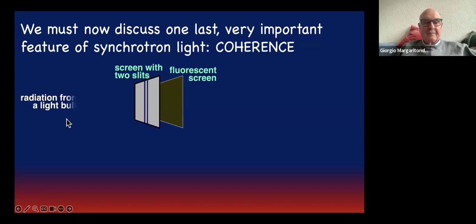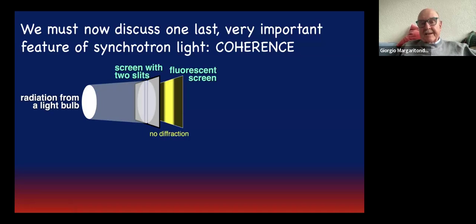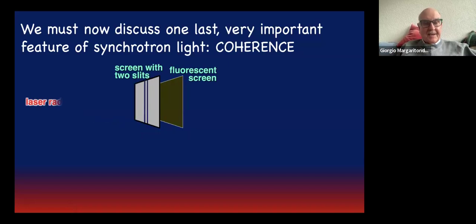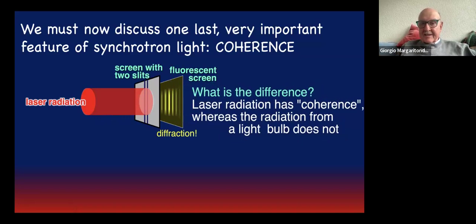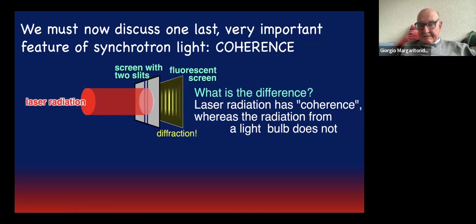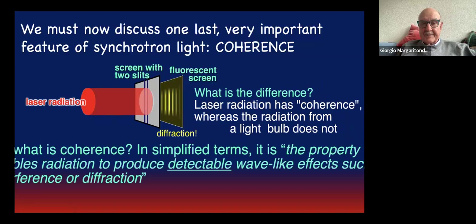Now, let me start from a light bulb. A light bulb does not give you diffraction, okay? Why? Because there is no coherence. Now we take a laser, and the laser instead is coherent and gives you diffraction. So you can start understanding what coherence is, okay? In one case, there is coherence. In the other case, there is no coherence.